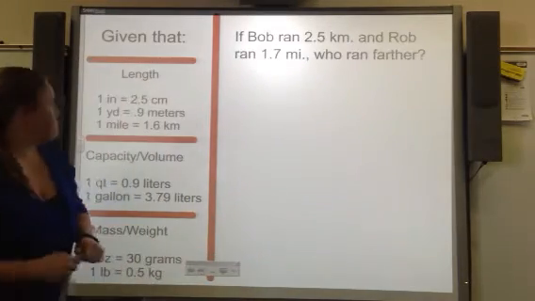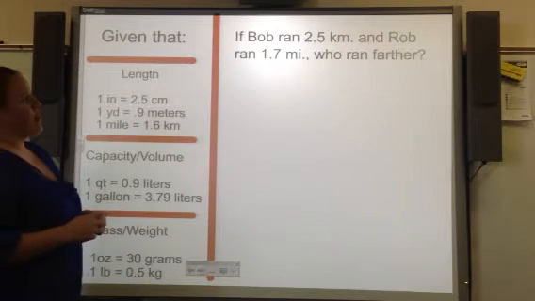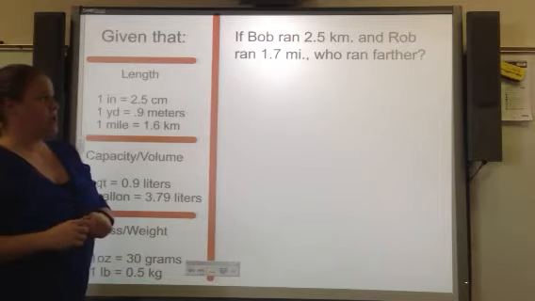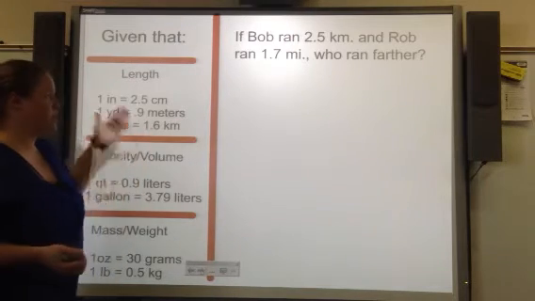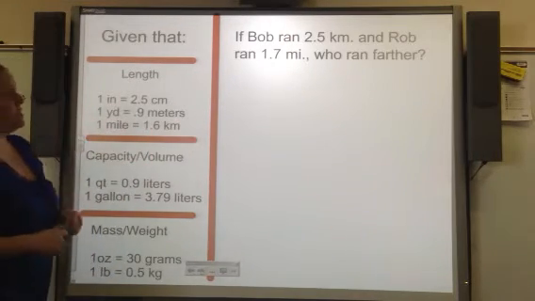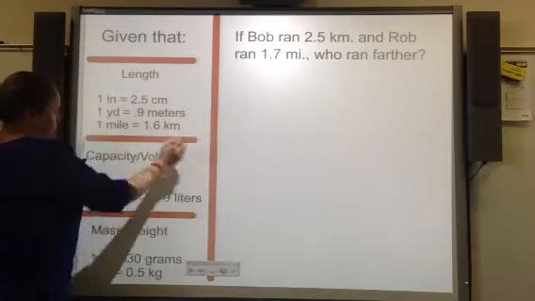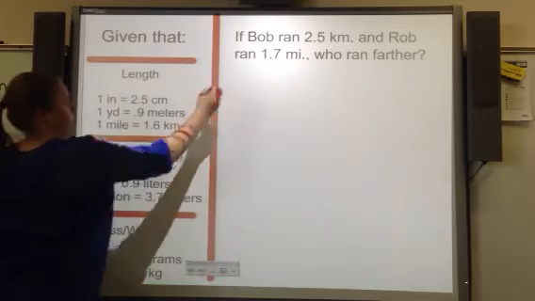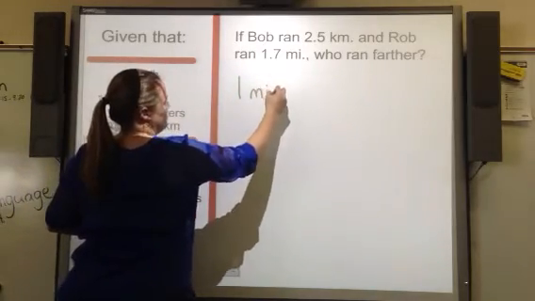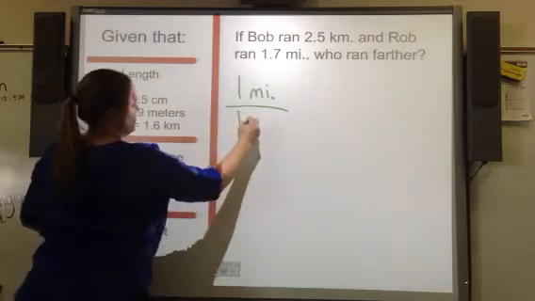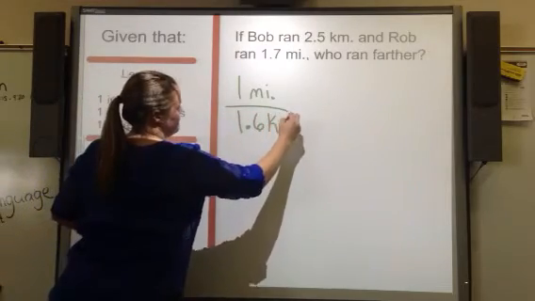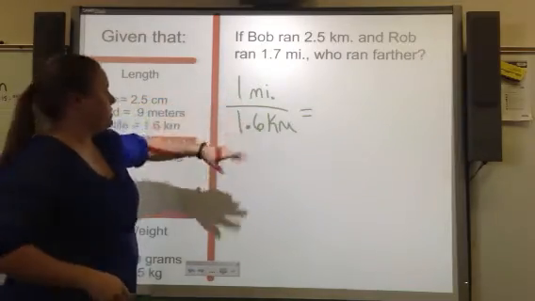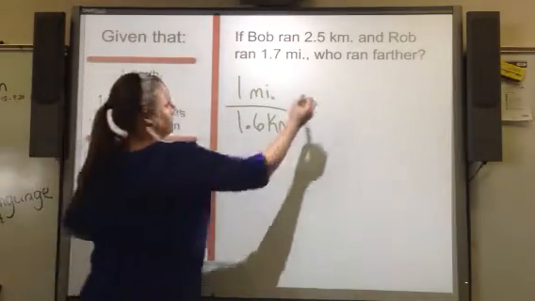Okay, let's do one more. This time, if Bob ran 2.5 kilometers and Rob ran 1.7 miles, who ran farther? This is a very similar question. This time we're dealing with miles and kilometers. So I'm going to put my unit ratio. Have to start with that. That's your piece of information that you know. So 1 mile is equal to 1.6 kilometers. Again, I'm going to stick to the mileage one because it's easy to multiply.